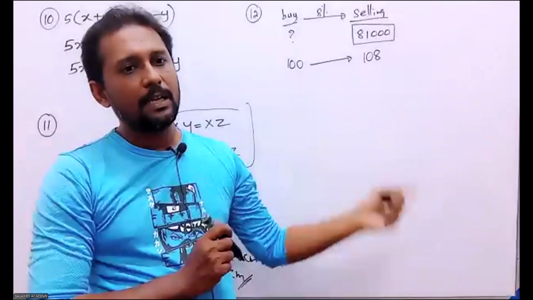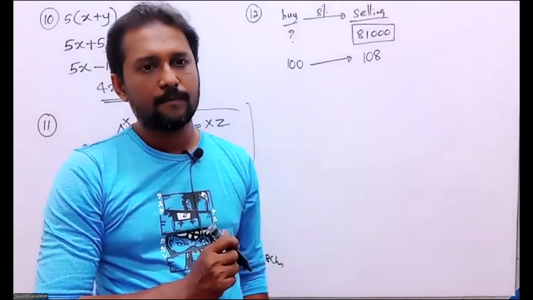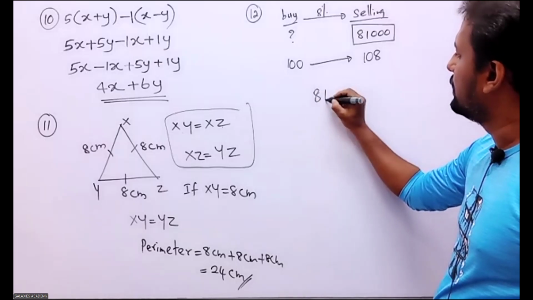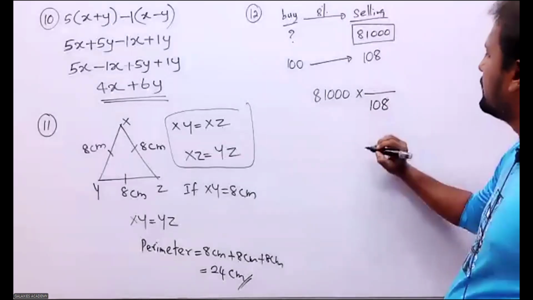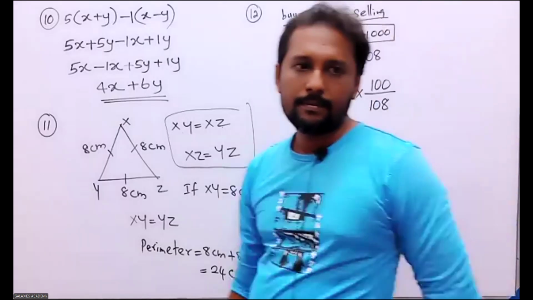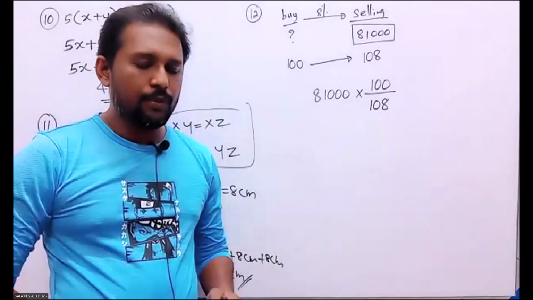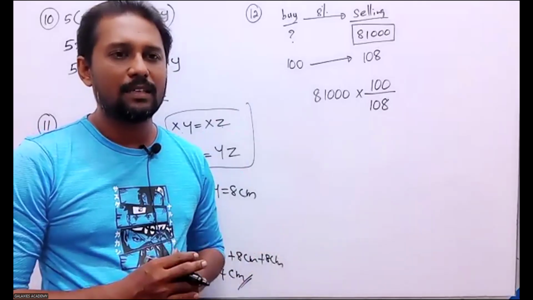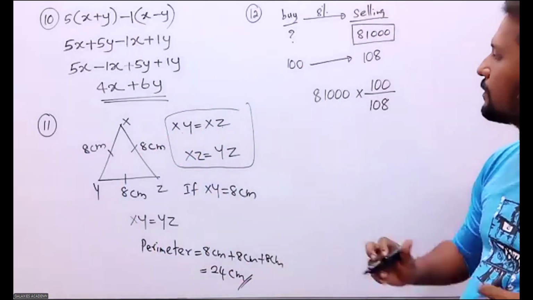You have to find the buying price. That means you have to find the value of 100, right? So how you can do this one? 81,000 you can divide by 108 and you have to multiply by 100, right? It is the method to find this answer. If you use any other method, you can't get the correct answer, right? Only this method you can do, right?